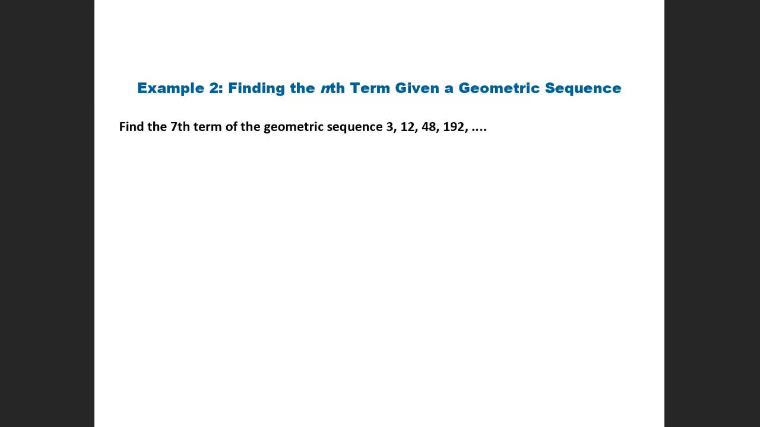So here it says find the 7th term of the geometric sequence. I could write an equation and put 7 in there, and we'll do it both ways. It looks like my ratio is 4, because 3 times 4 is 12, 12 times 4 is 48, 48 times 4 is 192. So this is the first term, second term, third term, fourth term. I need the 5th, the 6th, and the 7th.